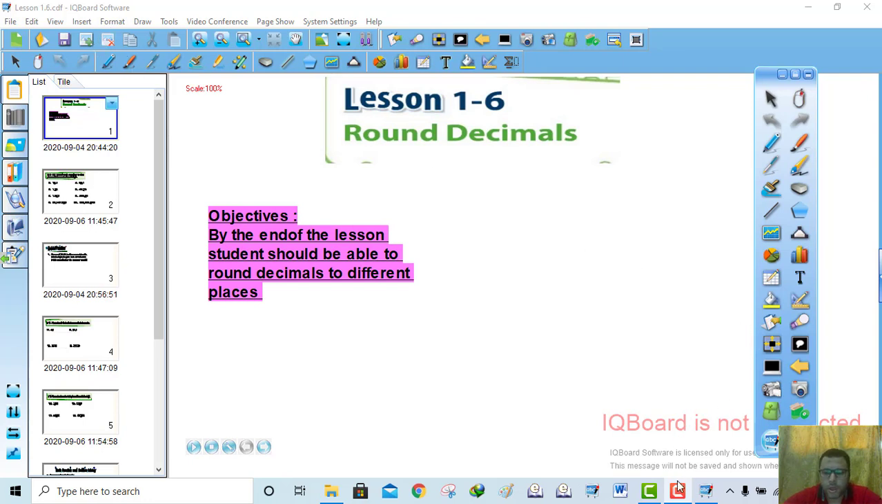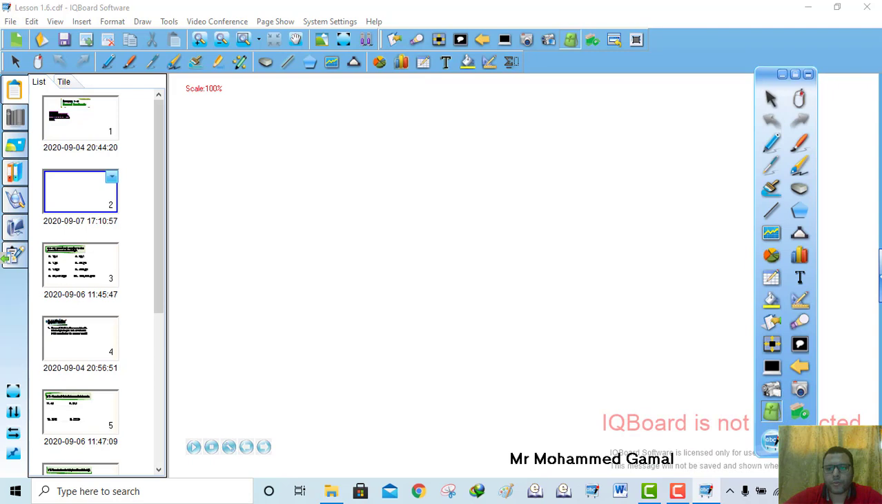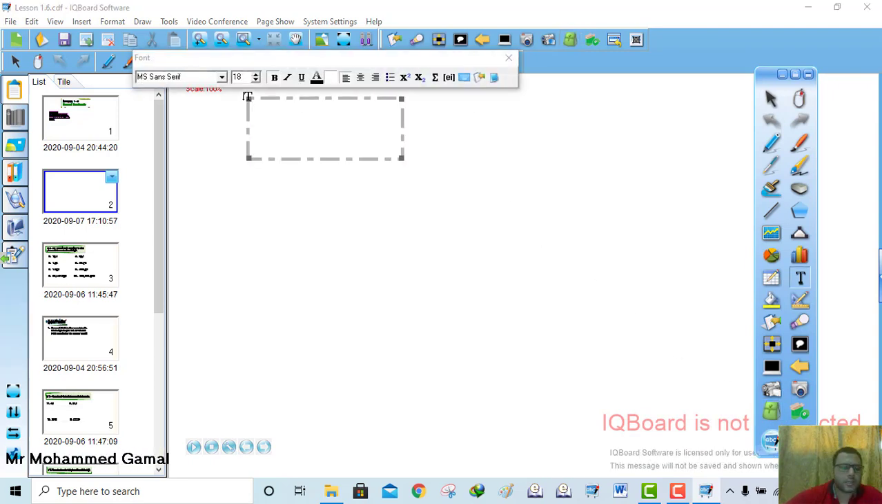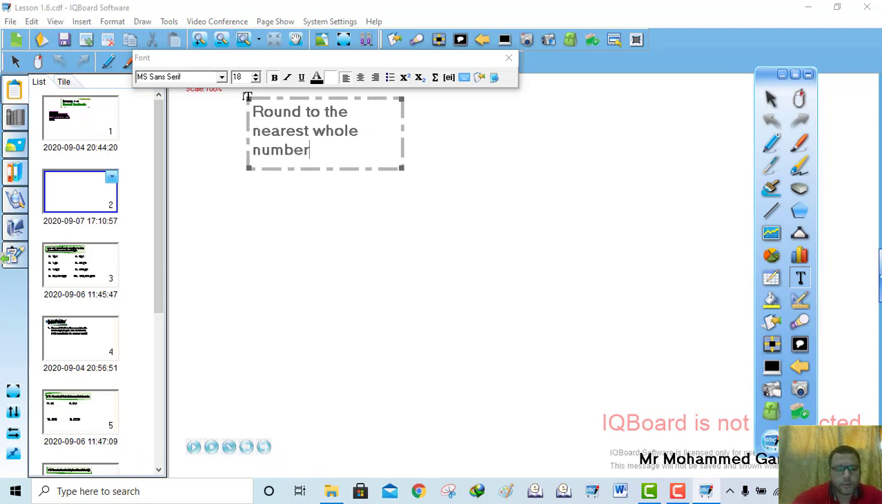Okay, let's start with tens place. If I want to ask a student to round to the nearest what? Nearest whole number. Yeah, nearest whole number. Yes. Okay.